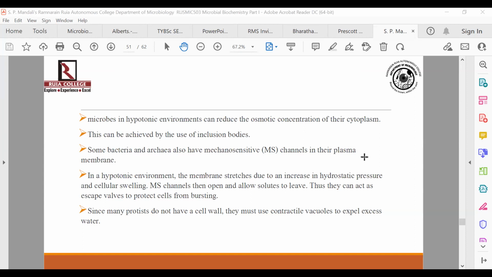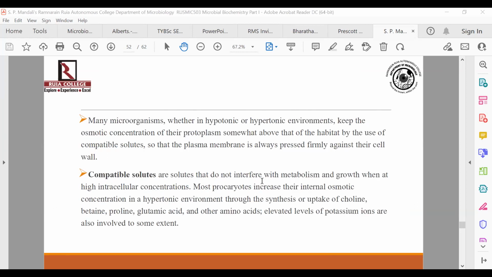Okay. Now, because many protistants do not have a cell wall, they may also use contractile vacuoles. Contractile vacuoles are excretory vacuoles, and they will see to it that all excess water is filled in it, and contractile vacuoles excrete that excess water out of the cell. Now, please understand that most microorganisms would also try to maintain osmotic balance by making use of special chemicals. What are these special chemicals? They are called compatible solutes.